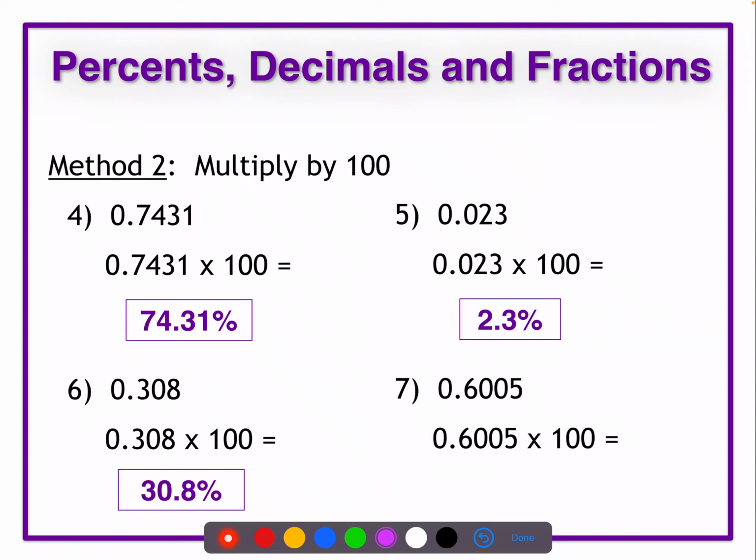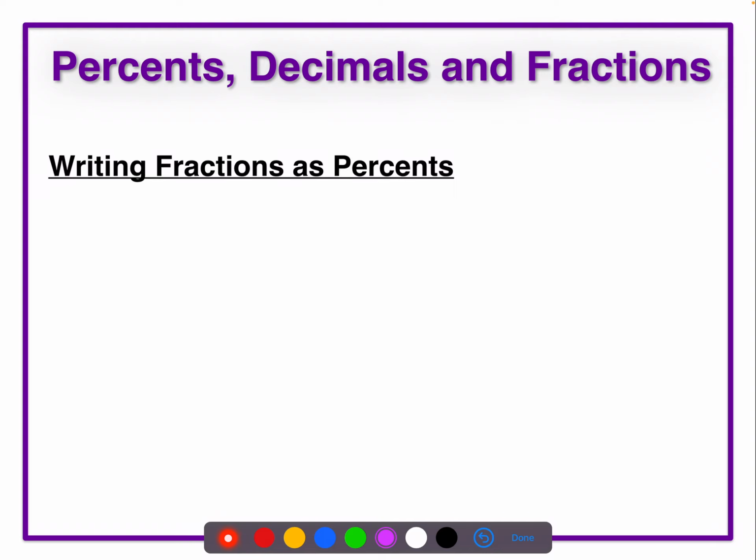And the last one, 0.6005. Again, you multiply by 100, so you move the decimal point 2 places. That means your answer will be 60.05%.